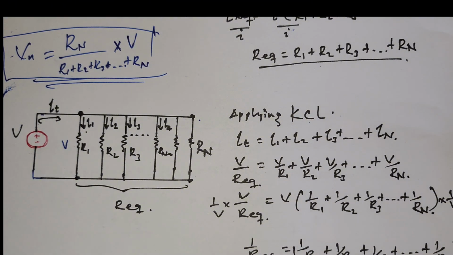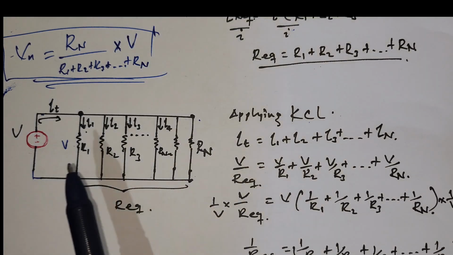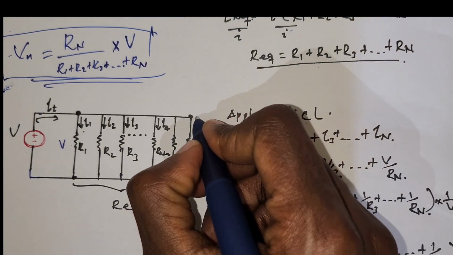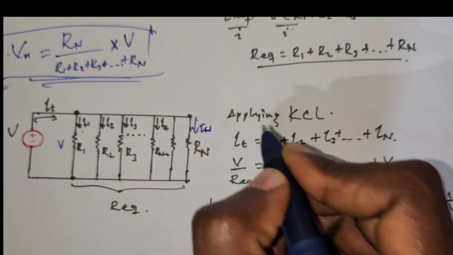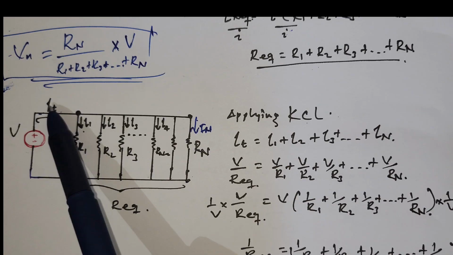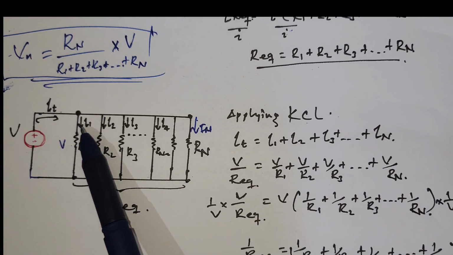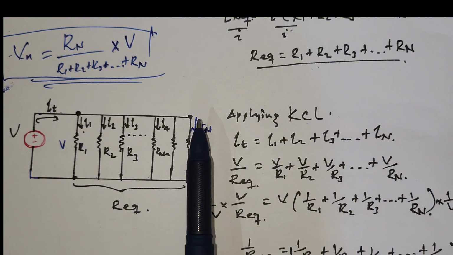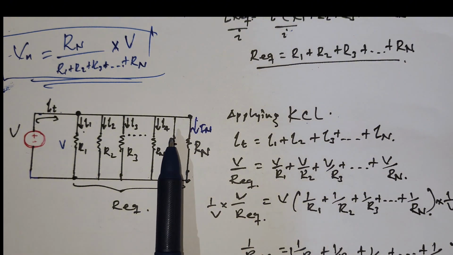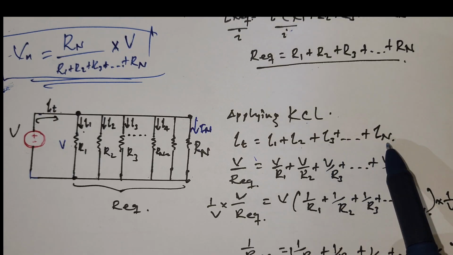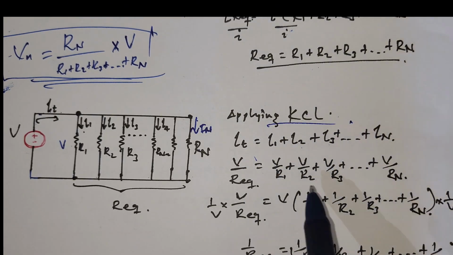So all of I1, I2, I3, up to IN, their summation is equal to IT. IT is divided into these whole branches, up to IN. So IT is equal to I1 plus I2 plus I3 up to IN. This is KCL, or their summation.